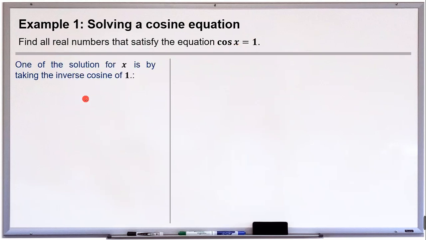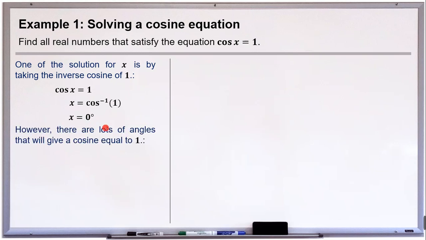So one of the solutions for x is by taking the inverse cosine of 1. So cosine x equals 1, take the inverse, so x equals the arc cosine of 1. The angle that will give a cosine of 1 is 0 degrees. That's one of its solutions, but there are lots of solutions if we apply the period of cosine.